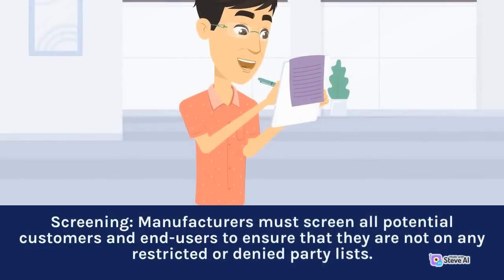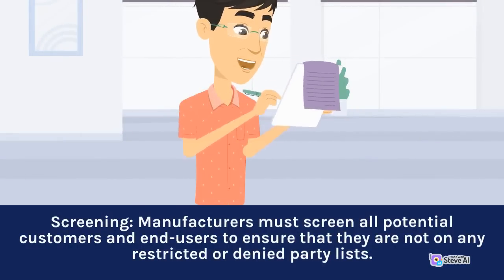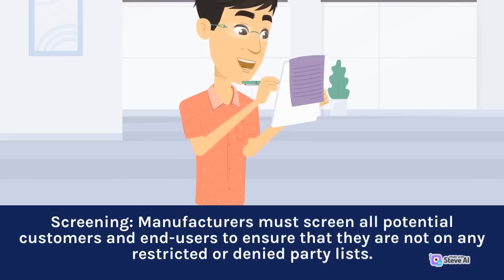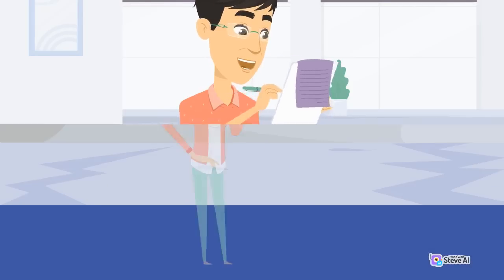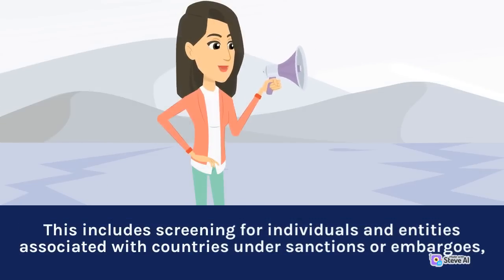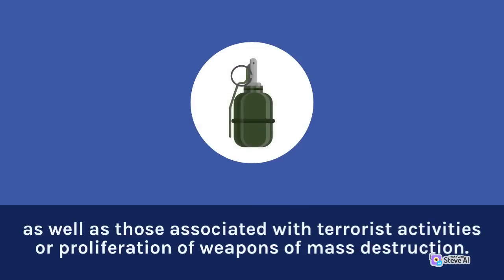Screening. Manufacturers must screen all potential customers and end users to ensure that they are not on any restricted or denied party lists. This includes screening for individuals and entities associated with countries under sanctions or embargoes, as well as those associated with terrorist activities or proliferation of weapons of mass destruction.